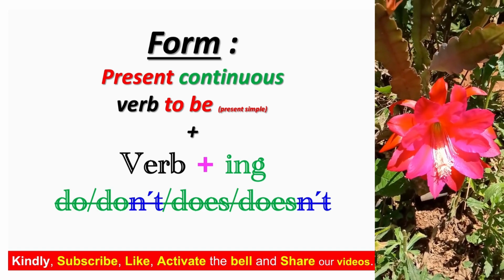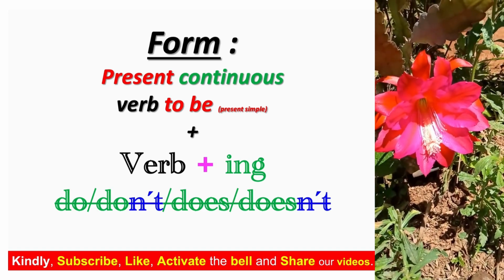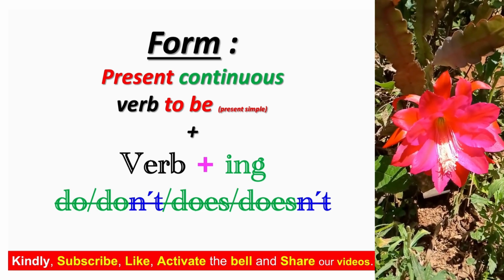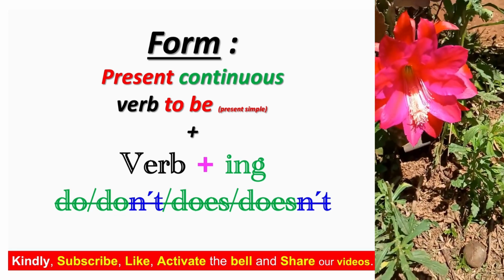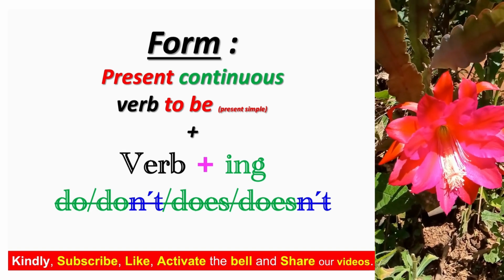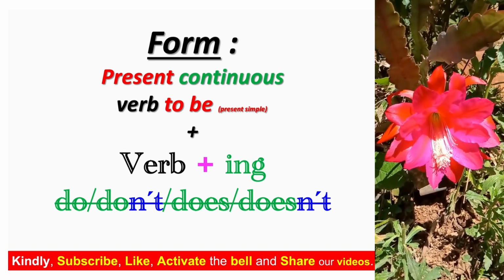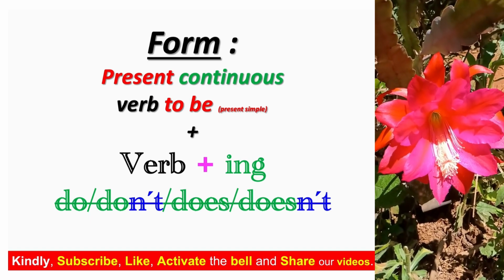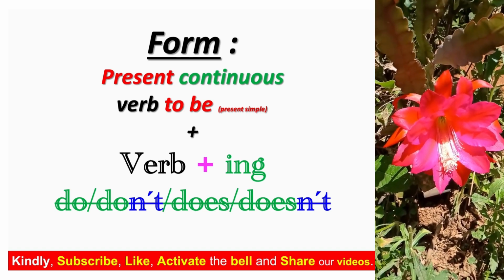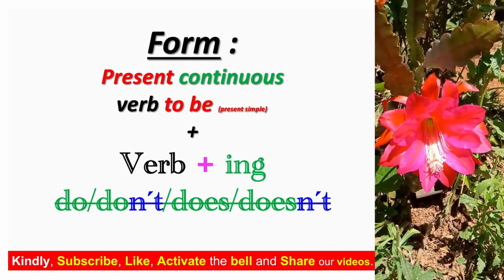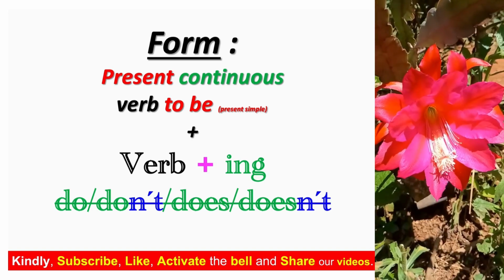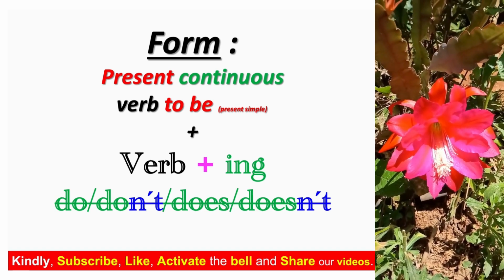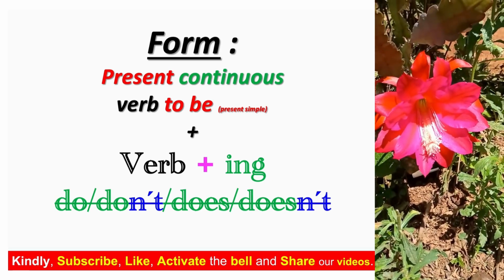Verb to be in present simple plus verb plus ing. If we have just verb plus ing, it's not present continuous. If we have just verb to be, it's not present continuous. And to have present continuous, you should have verb to be and immediately after it, verb plus ing. To remind you that do and does, don't and doesn't, we don't use them in present continuous. We use them just in present simple.